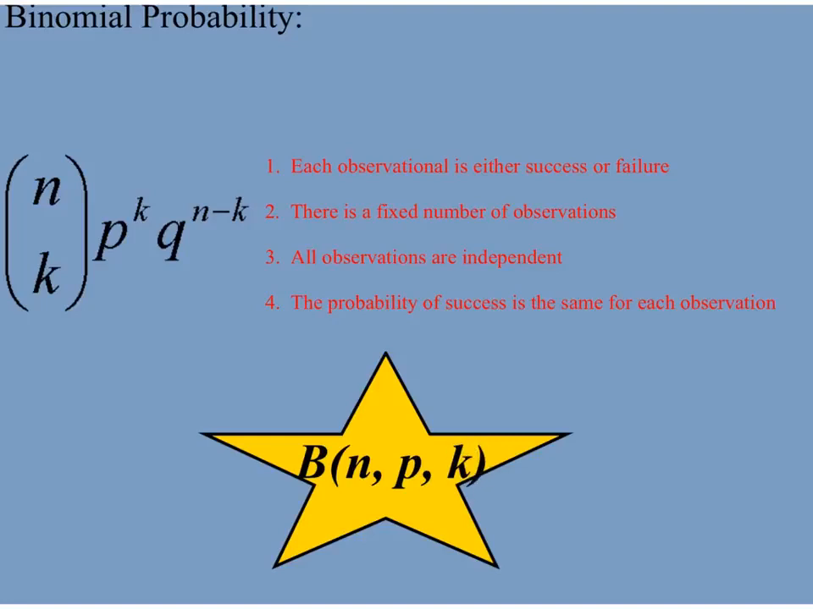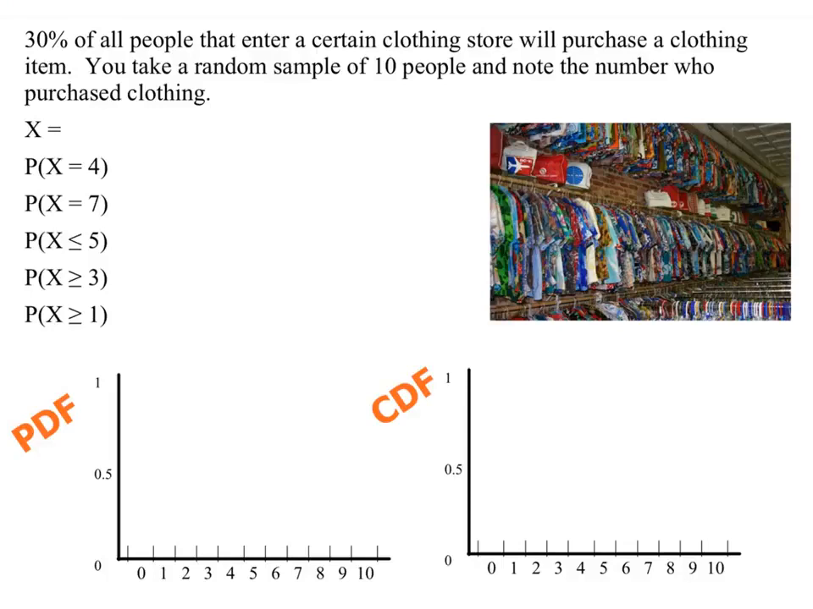Let's look at an example, and I'll show you how we can type this in the calculator very quickly. So, 30% of all people that enter a clothing store will purchase a clothing item. You take a random sample of 10 and note the number who purchased clothing. So the random variable x here is the number that purchased clothing out of 10.